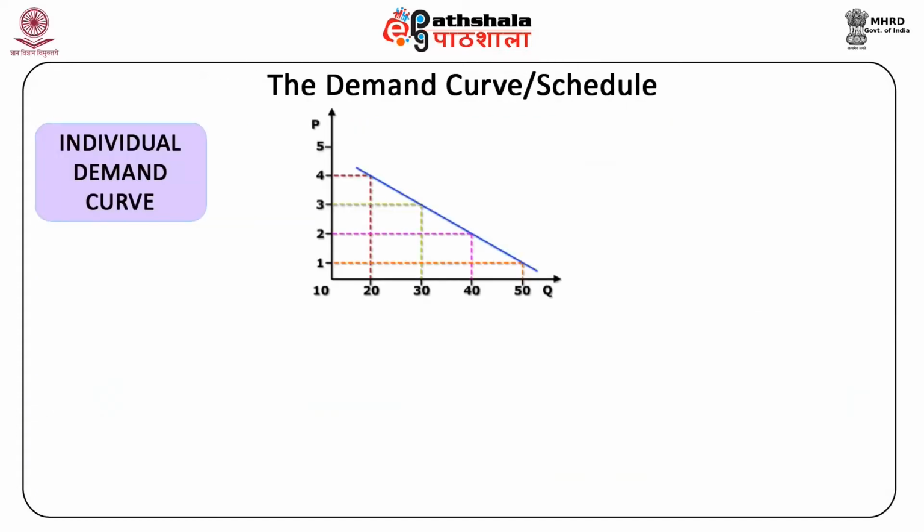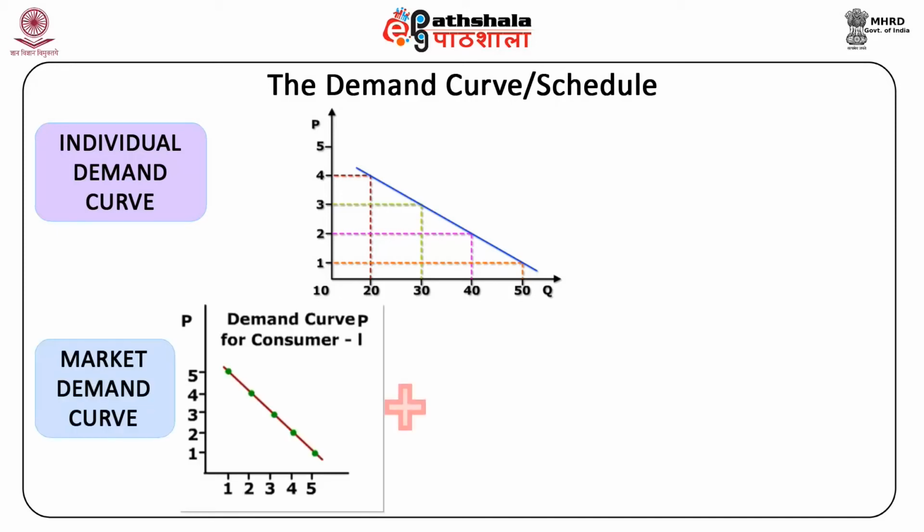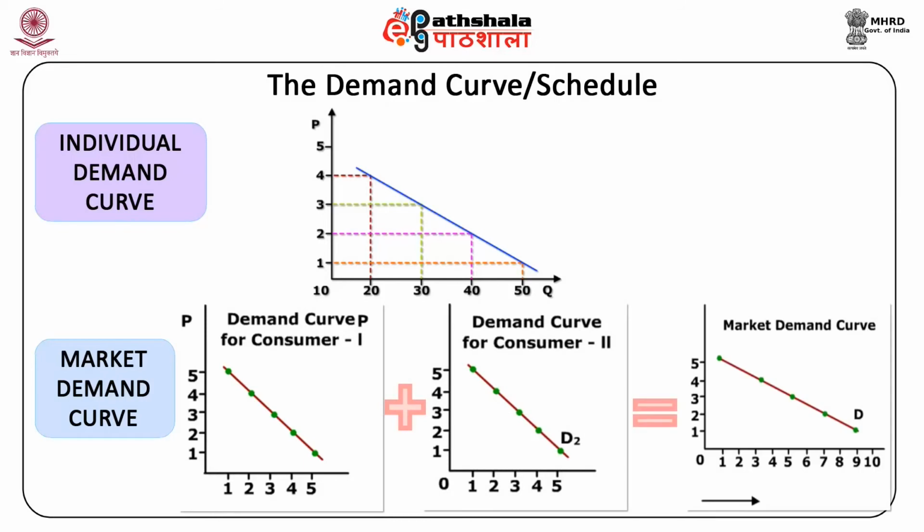An individual demand curve shows the relationship between the price of a good and the quantity demanded. Market demand is the sum of demands of all individuals willing and able to buy a particular good or service.